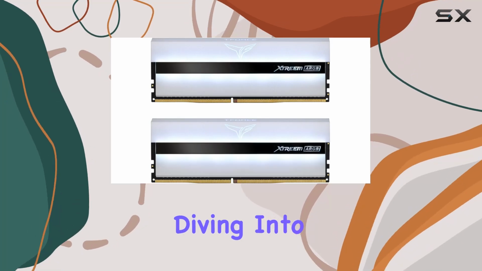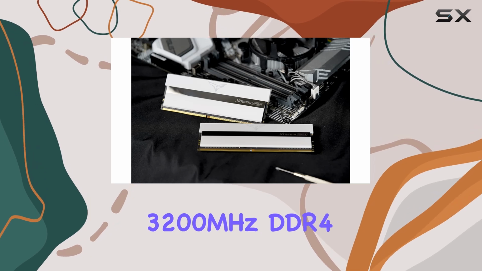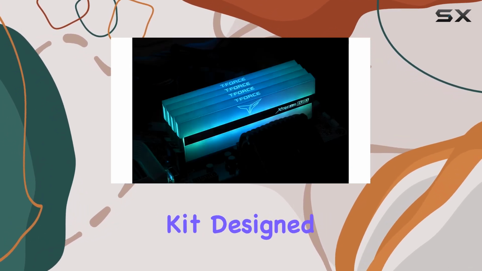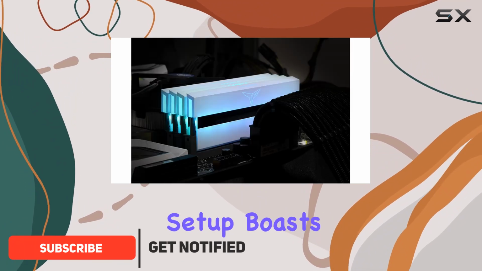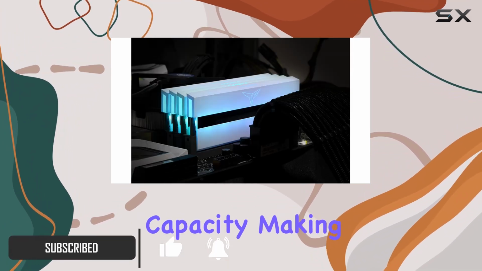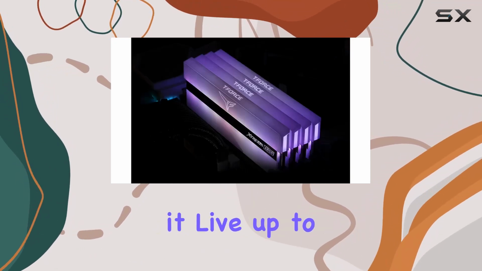Today, we're diving into the world of high-performance RAM with the TeamGroup T4 Xtreem ARGB 3200MHz DDR4 kit. Designed for gamers seeking that extra edge, this sleek white dual-channel setup boasts a whopping 32GB capacity, making it ideal for power users and enthusiasts alike. But does it live up to the hype?